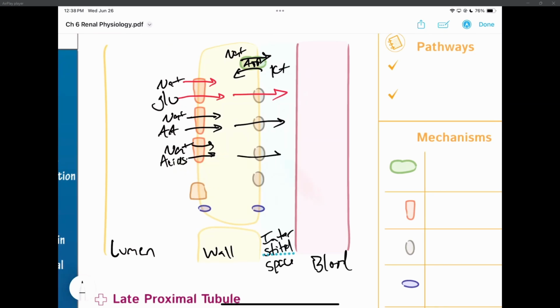And then those inorganic and organic acids go out that way too. Bicarb also, remember bicarb is also made by the kidneys, will go out by itself through facilitated diffusion.